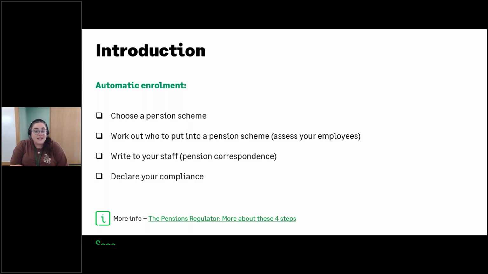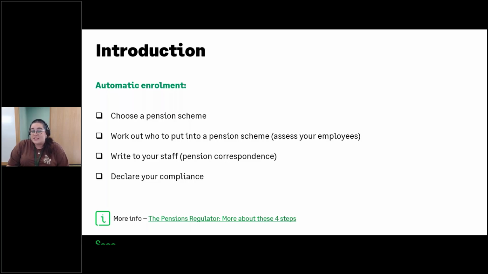You'll also need to write to your staff to explain how automatic enrolment applies to them, and this is otherwise known as sending pension correspondence. And a 4th step is to declare your compliance. This is basically just declaring that your workplace pension is compliant and all of the information that you've provided is accurate too. I have actually linked more information and advice on these 4 steps from the Pensions Regulator website at the bottom of this slide. But they're your 4 main automatic enrolment duties there.